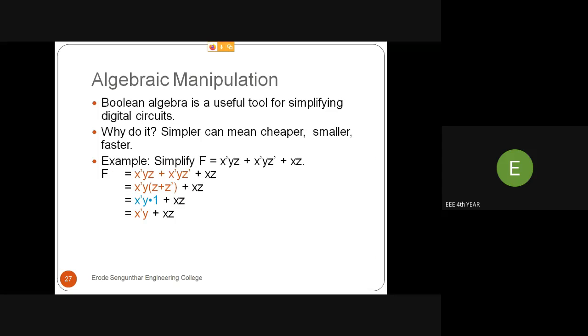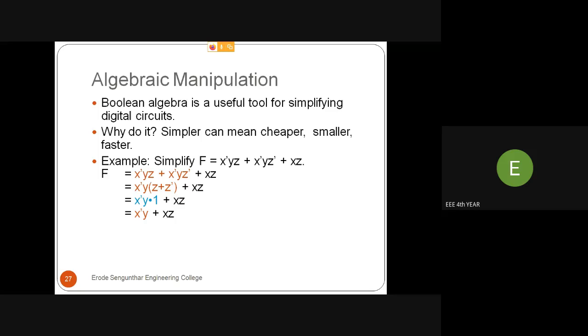Next, algebraic manipulation. Algebraic manipulation is one of the best tools for simplifying digital circuits. It reduces the cost and size of the circuit and makes the circuit work faster by reducing the propagation delay, because of reducing the components used in the circuit. Okay, why do it? Simpler can mean cheaper, smaller, and faster.